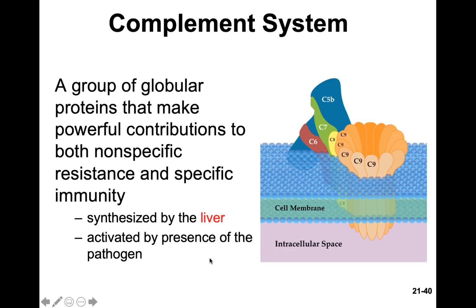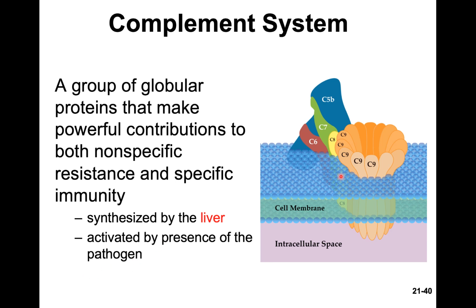Now, the next system is kind of a trickier one. It is pretty cool, but there's a good amount to learn on this, so I'm going to go through it very slowly, and I'm going to tell you exactly what I want you to know from this for the test. This system is called the complement system. And it's called the complement system because the proteins that are used to run this system are called complement proteins. And these are proteins that are made by the liver, and they get activated and secreted in the presence of a pathogen.